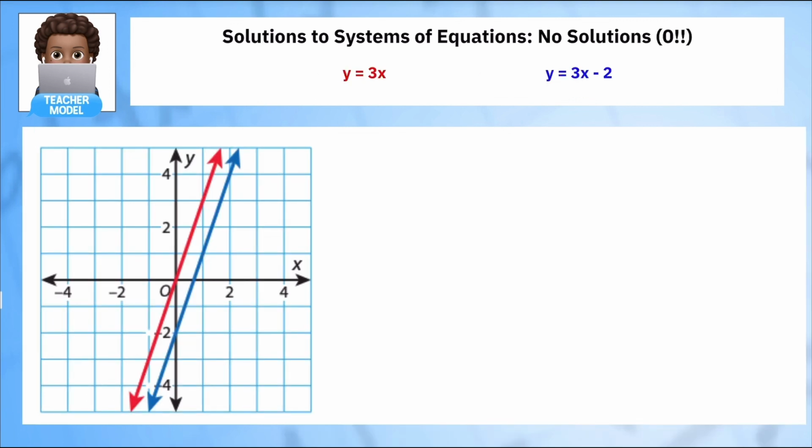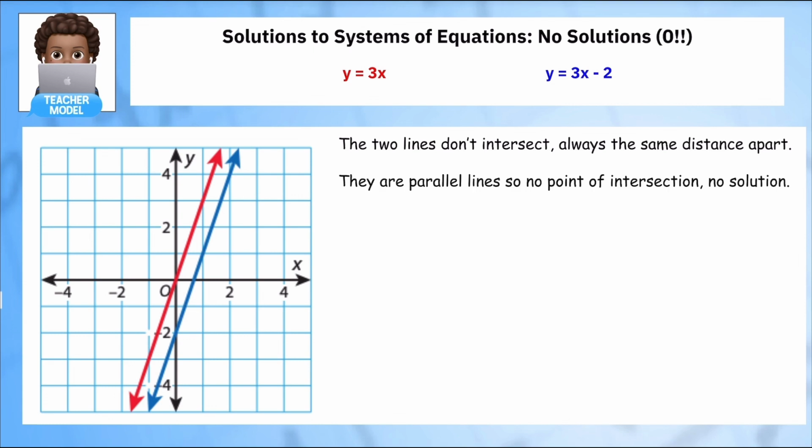Here we go. We have a red and a green equation. So first thing, clearly you can see the two lines don't intersect. They are always the same distance apart, and that's because they are parallel. They are never going to get any closer or any further, so they will never intersect, which is why there will be no solution. These two lines have the same slope. You can see it in the equation, 3x, 3x. But they have different y-intercepts. One has an intercept of 0. The other one has an intercept of -2.